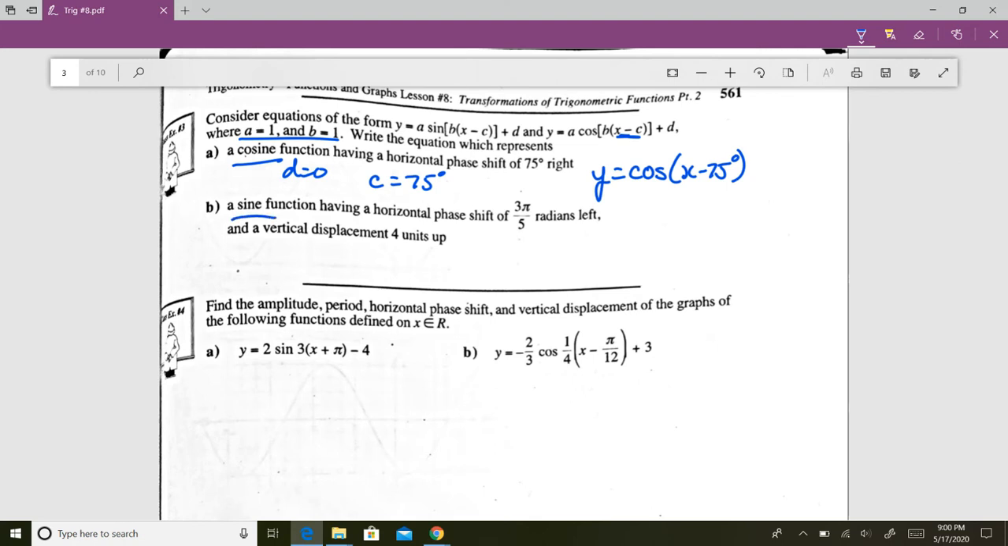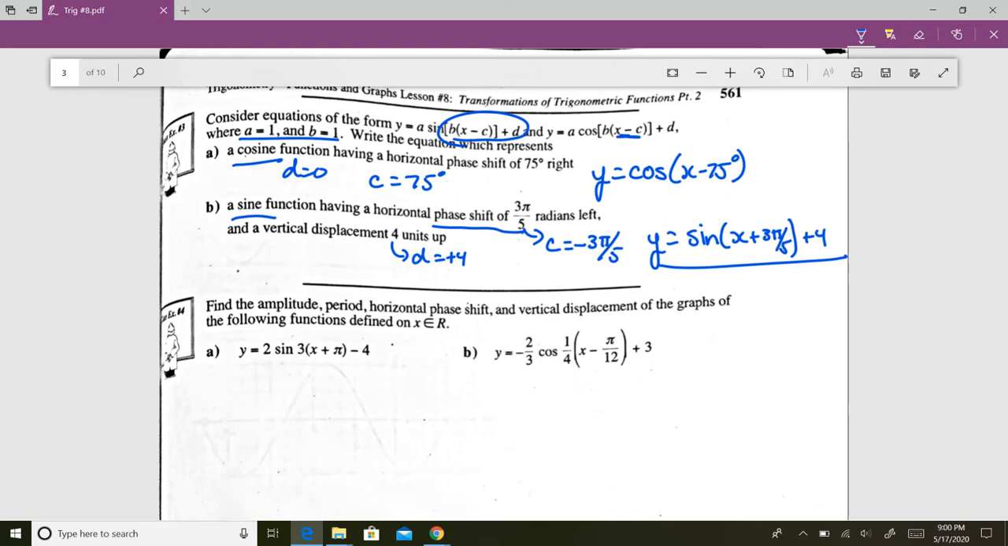Next, a sine function with a horizontal phase shift of 3 pi over 5 radians left, and 4 units up. There's our d value, plus 4. And this one is our c value. Now, remember, if you go left, you're negative, but when you put it into the equation, it's x minus c, so you actually get sine of x minus a negative, so it becomes positive 3 pi over 5, and then plus 4. There you go.